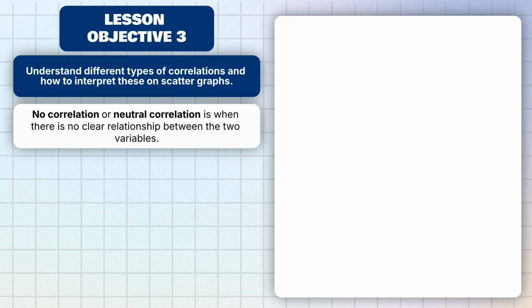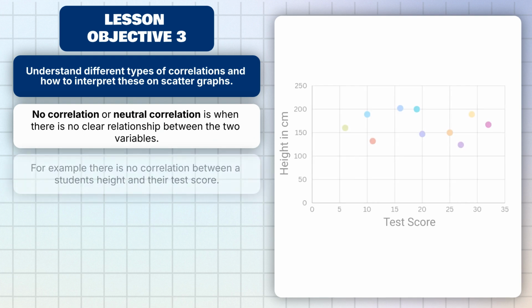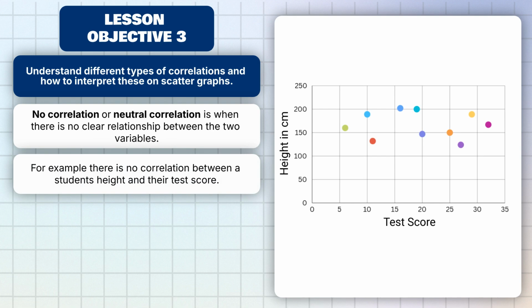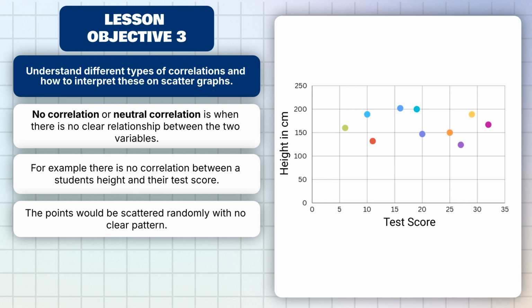Finally, no correlation or neutral correlation is when there is no clear relationship between the two variables. For example, there is no correlation between a student's height and their test score. The points would be scattered randomly with no clear pattern.